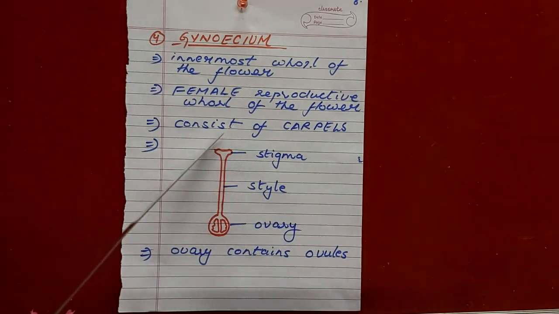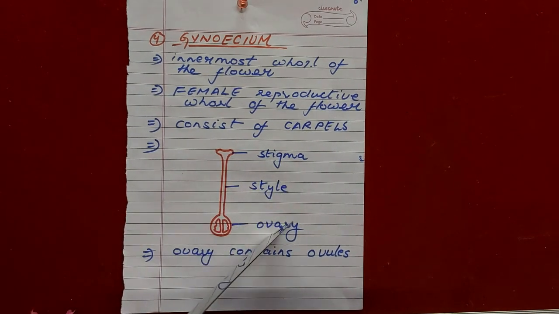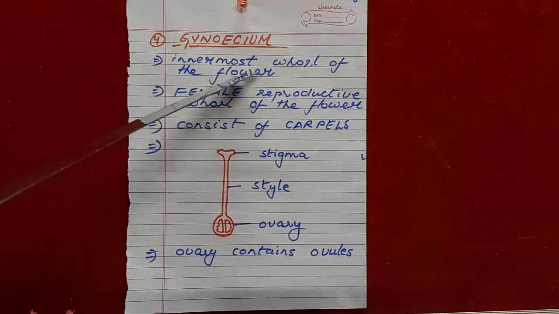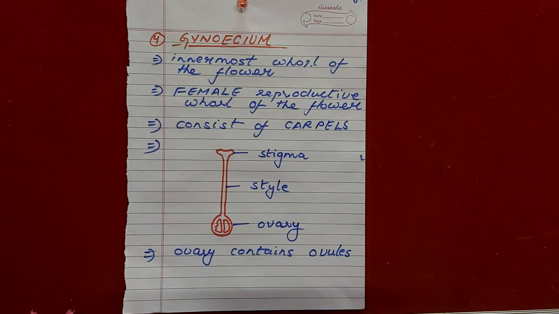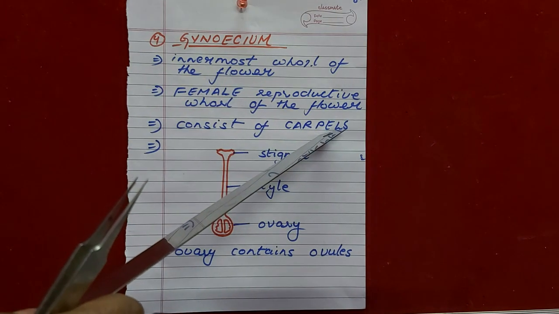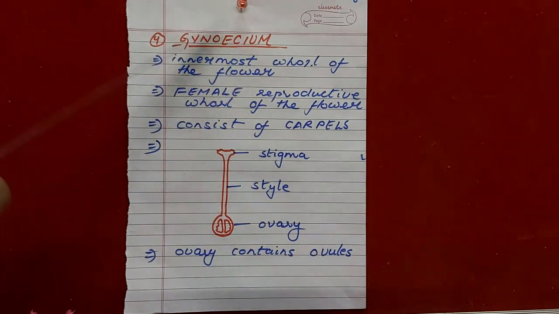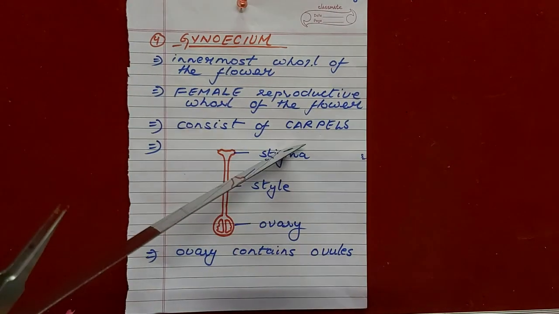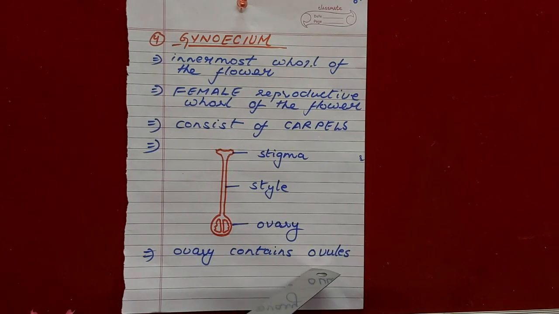See this thing. It is divided into three parts: stigma, style, and ovary. I'll do it once again. Gynoecium is the innermost whorl of the flower. It is the female reproductive part of the flower, and it consists of carpels. Carpels fuse together to form the pistil or the gynoecium. Each gynoecium has three parts: stigma, style, and ovary. And inside this ovary, what is present? Ovules are present inside the ovary.